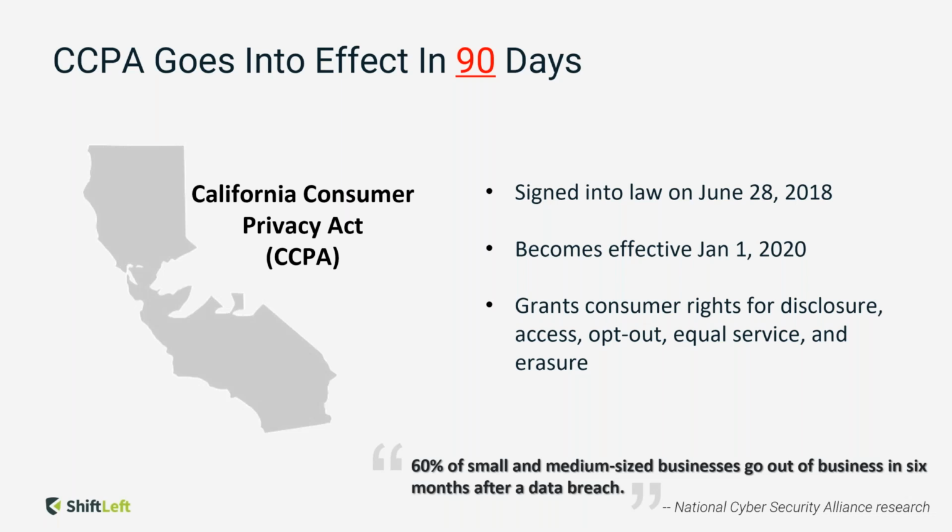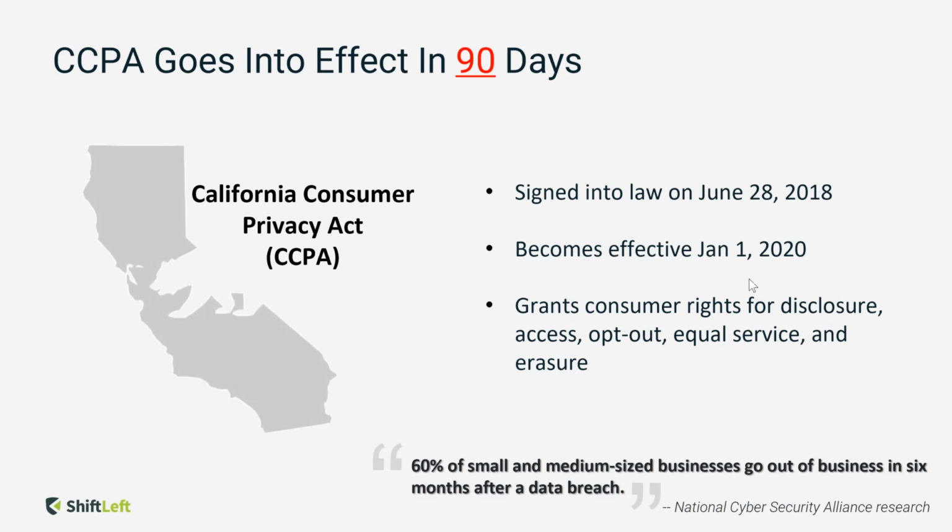So what is CCPA? CCPA is a regulation, the California Consumer Privacy Act, which was signed into law last year, on June 28 of 2018, and it becomes effective 90 days from now. So exactly 90 days from today, Jan 1st of 2020, is when it goes into effect.